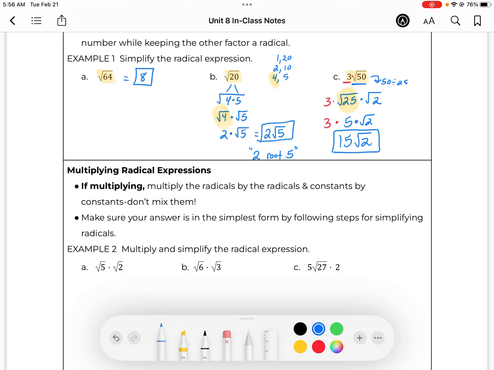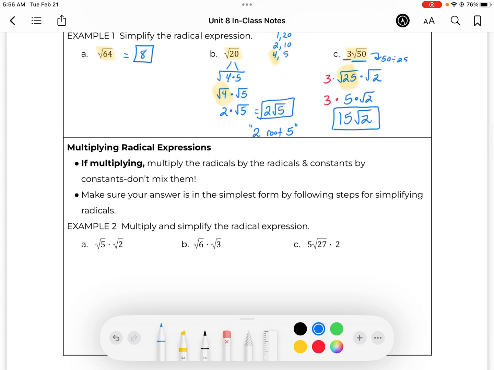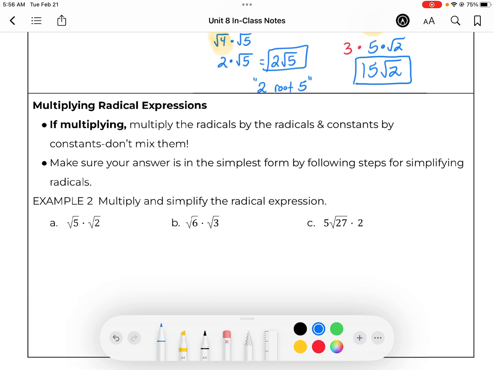And sometimes you'll have numbers to mix, sometimes you won't, but we want to always put things together that are alike. The numbers that are under a square root can go together. The numbers that are not under a square root can go together, okay? But we have to keep those two things separate. And then also make sure your very final answer is always in simplest form by following these previous steps we just did in the previous example, okay?